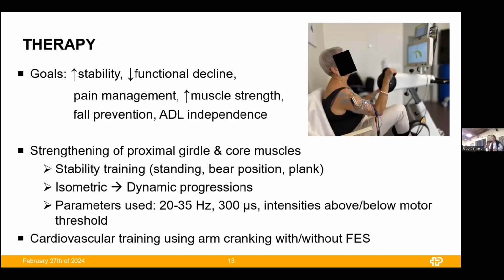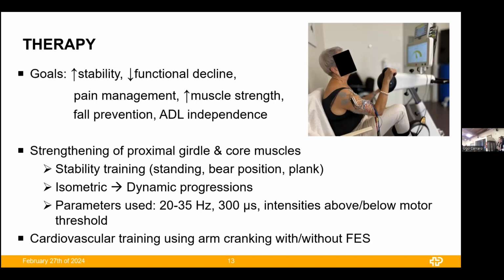Through therapy, we have different goals for the therapy. We would like to increase the stability, decrease the functional decline, help with pain management, increase muscle strength, or at least maintain it. That should be the better word in this case. We want to prevent falls in the future and also help her with ADL independence. For that, we strengthen the more proximal muscles, so the ones that are the weakest.